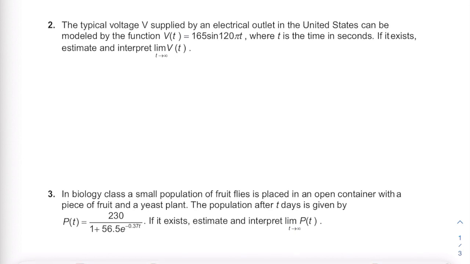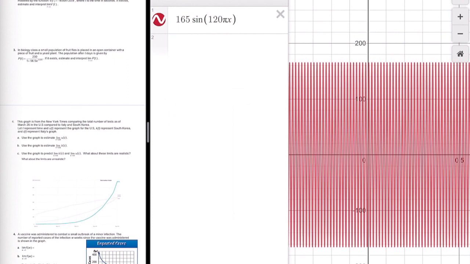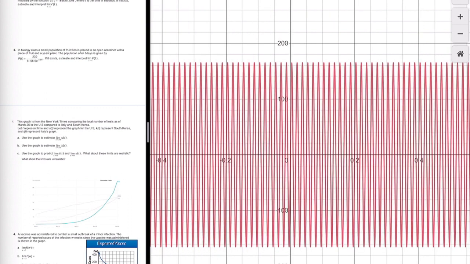So let's go ahead and graph this. I have put this in as 160 times 165 times sine of 120 pi x. It took me some playing around. When you first put it in, if you're on a standard home window, it's just going to look red and it's going to look overwhelming.